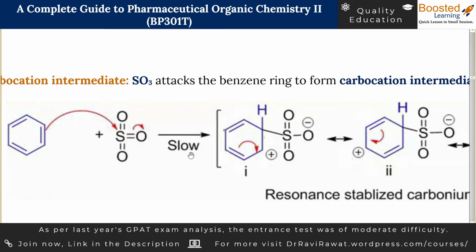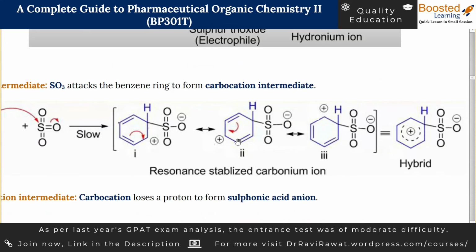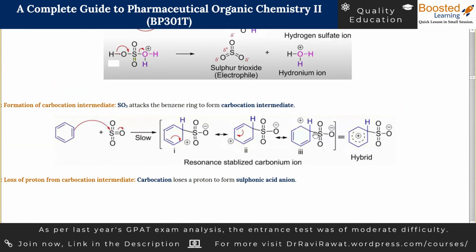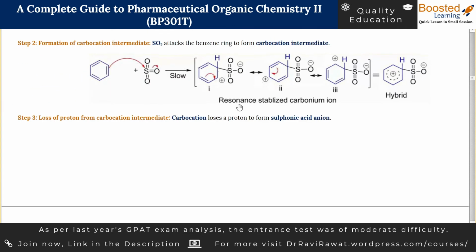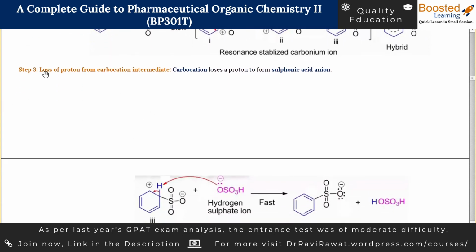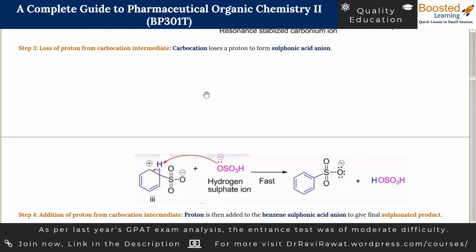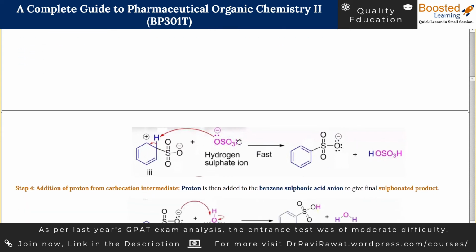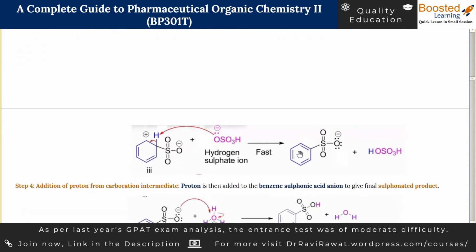This step is going to be a slow step because aromatic molecules do not want to react to give non-aromatic molecules. Okay, you can show the resonance stabilized structures. Otherwise, you can write it directly as a hybrid. So this carbocation in the third step is going to lose a proton to give the final product. This is not actually the final product. We will see the final product in coming moments.